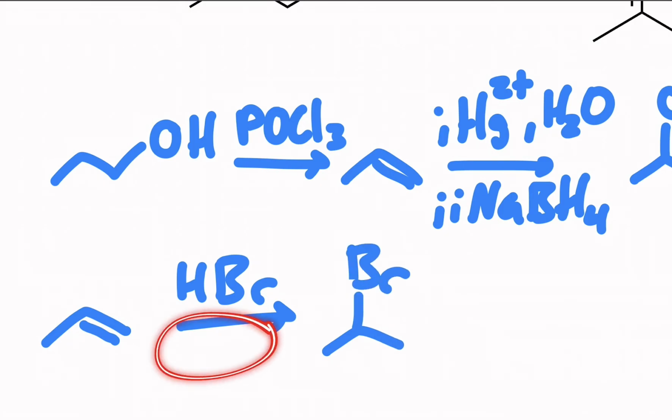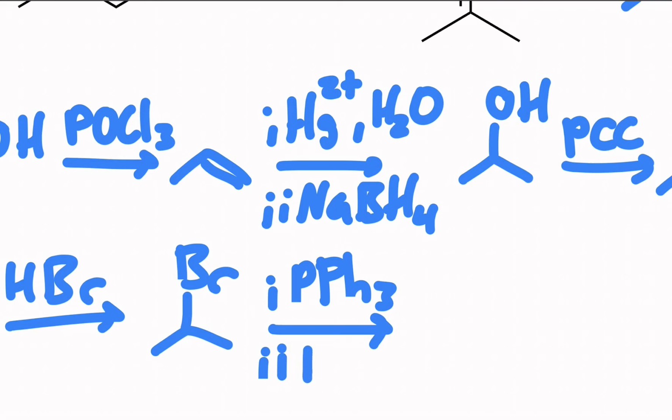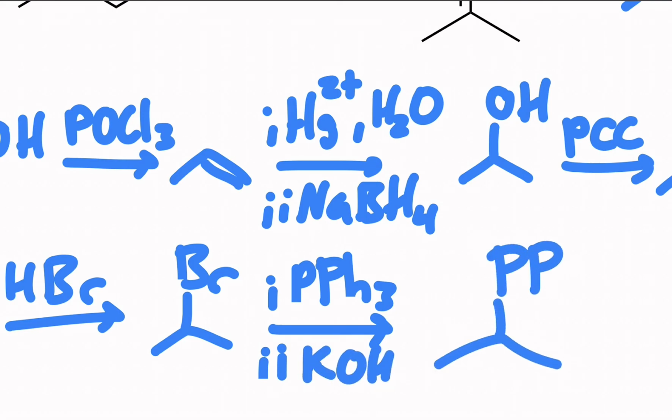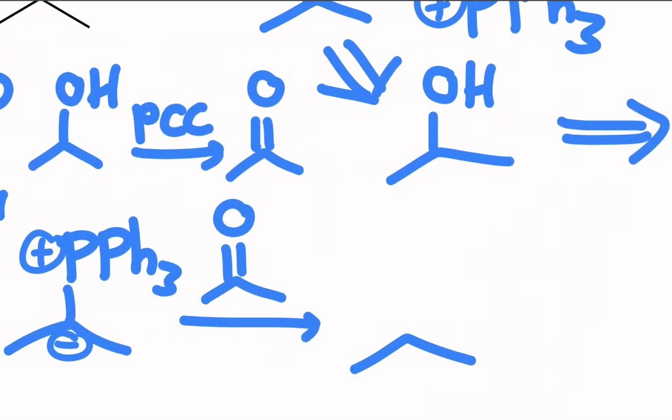Remember, peroxide would go anti-Markovnikov, but no peroxide will go Markovnikov. And then we turn this into the Wittig reagent, identical to what we saw in the previous example: triphenylphosphine and KOH. That gives us the ylide. Don't forget those formal charges. And then we're set up to react this ylide with the acetone right above it. And that gets you to your alkene.